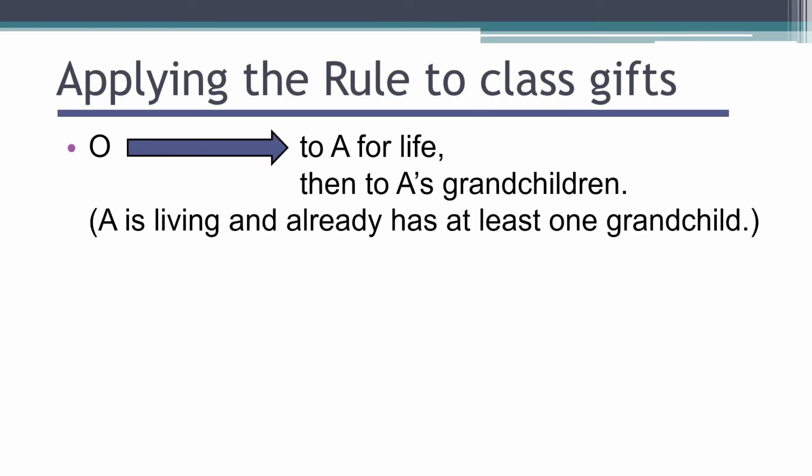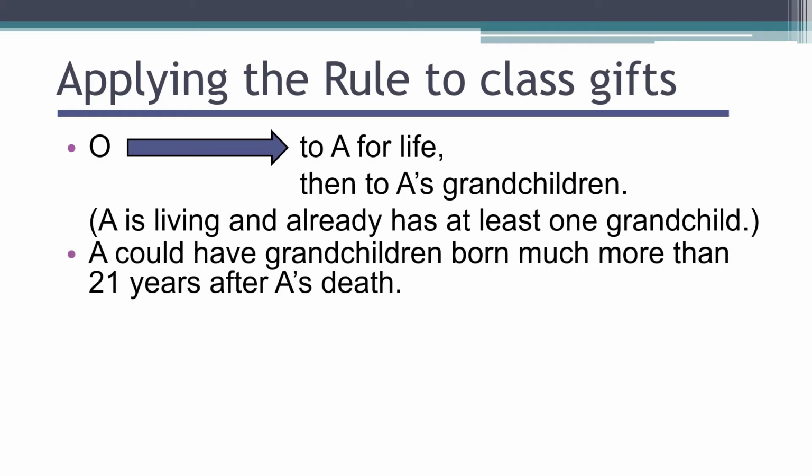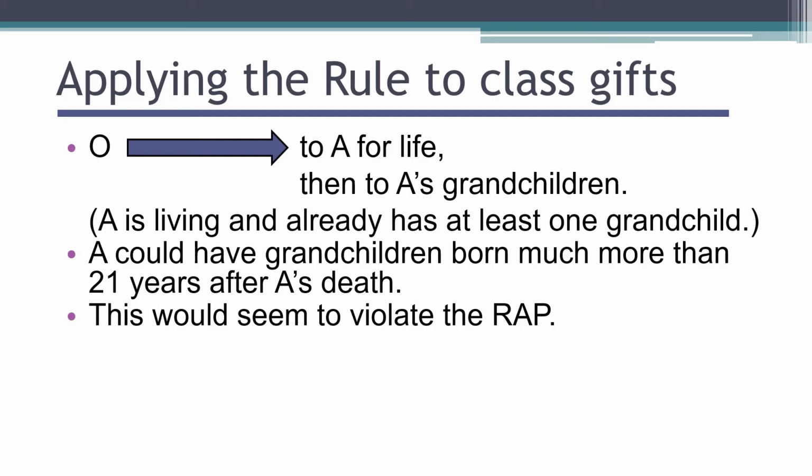Here's an example that says to A for life, then to A's grandchildren. Well, the gift to the grandchildren, obviously, is a class gift. If A has any grandchildren at all, it's a vested remainder, but it's subject to open, and that's what we mean by a class gift. A could have grandchildren born much more than 21 years after A's death. That's obvious because A's own children could live a long time after A's death and then could have grandchildren born to them after that long period of time. That would seem to violate the rule against perpetuities.